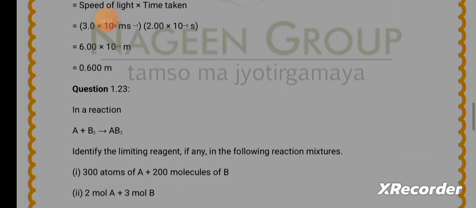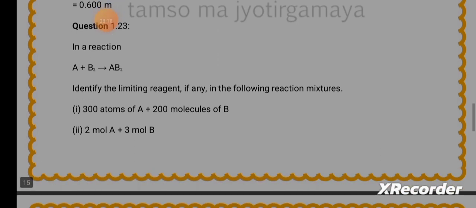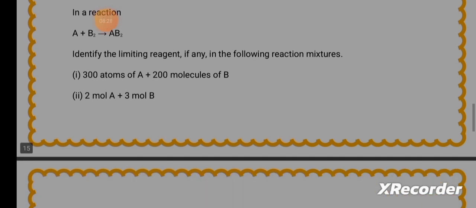Now next question number 23. A plus B2 gives rise to AB2. Clear? A plus B2 gives rise to AB2. Identify the limiting reagent. आपको limiting reagent. So firstly you know what is limiting reagent? The reactant which is present in a very limiting amount. Clear? That is called the limiting reagent.